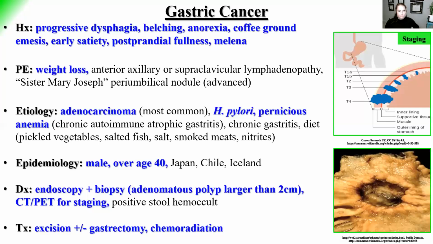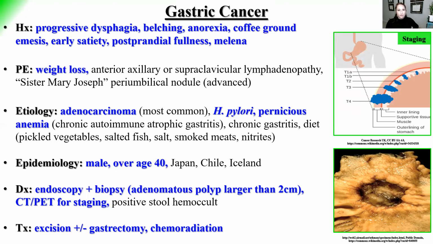The secondary symptoms associated with this one: weight loss, anterior axillary or supraclavicular lymphadenopathy. Sister Mary Joseph, this is named after one of the nurses that used to treat this, a periumbilical nodule. That's only if it's advanced. So look for lymphadenopathy and a periumbilical nodule only if it's advanced, but most likely non-specific physical findings, weight loss.